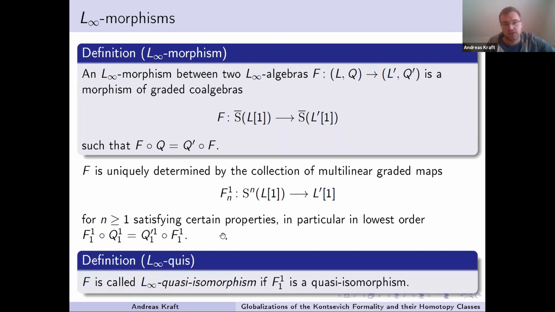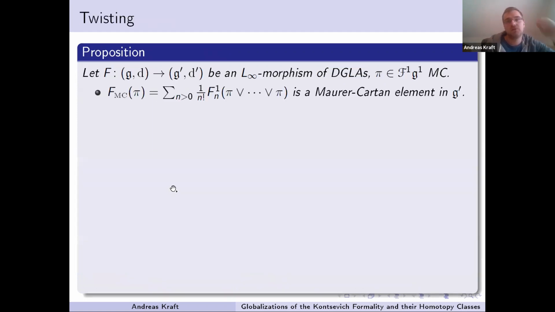And then we can define what an L-infinity quasi-isomorphism is. It's just an L-infinity morphism whose first structure map is a quasi-isomorphism of cochain complexes. Okay, now let me collect some properties related to L-infinity morphisms and Maurer-Cartan elements. So I wrote this proposition just for DGLAs, but it works just the same for L-infinity algebras.